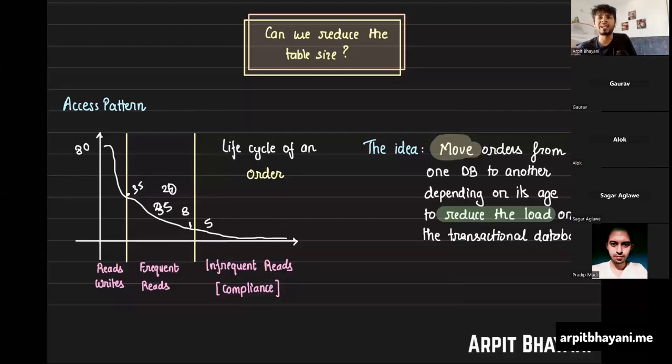Social networks. How likely are you to access your Facebook post made in 2008? Very unlikely, right? How likely are you to access your own tweets that you made 1 month ago? Highly unlikely, right? Given that, it's very unlikely for you to access it. So there would be an access pattern for anything, right?